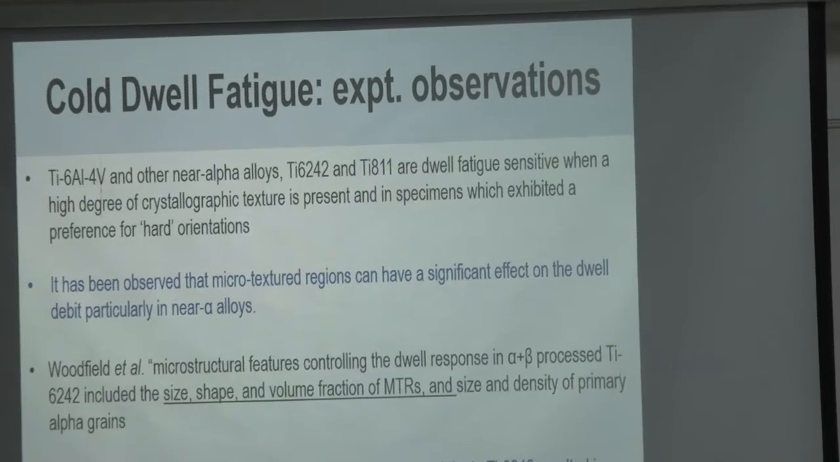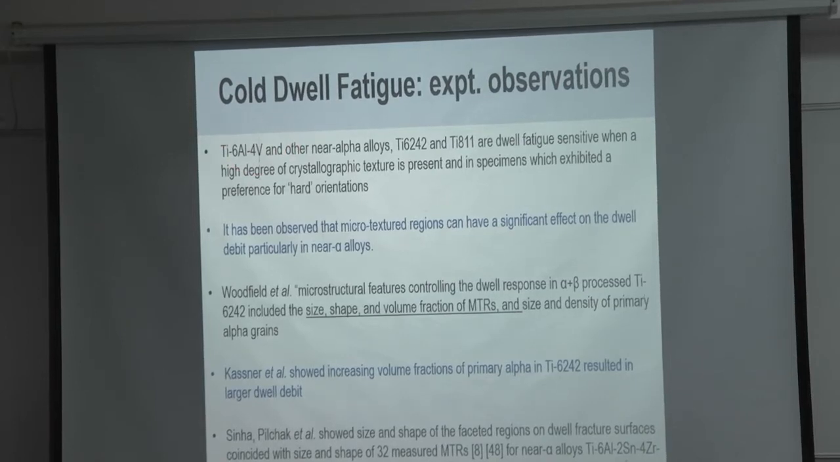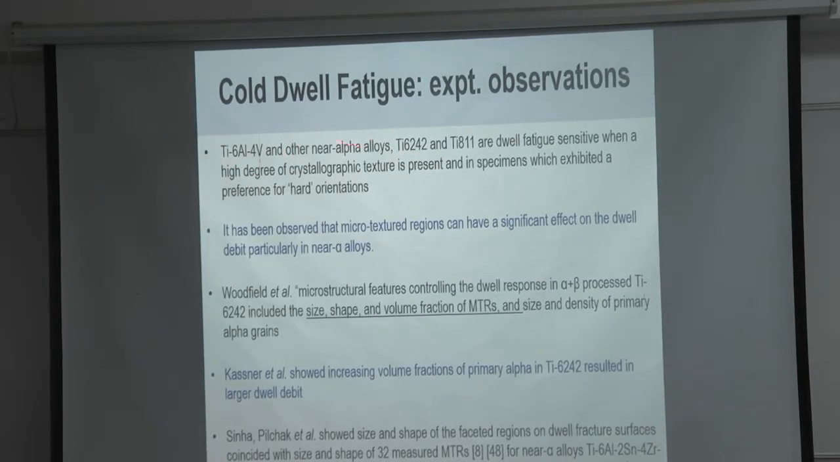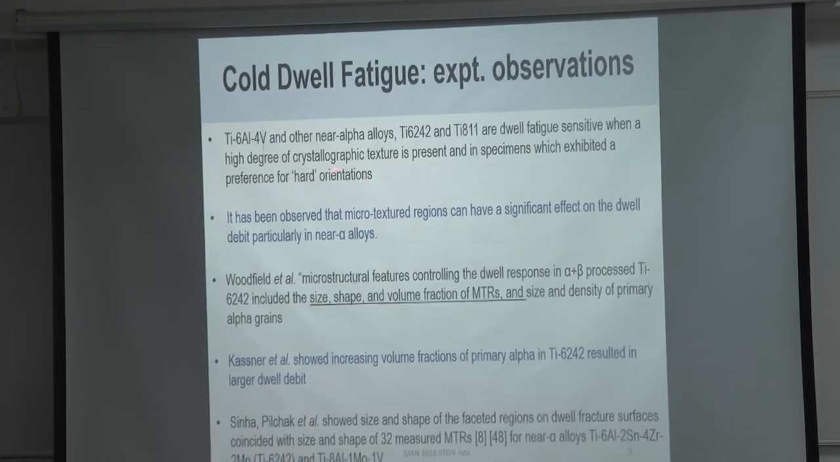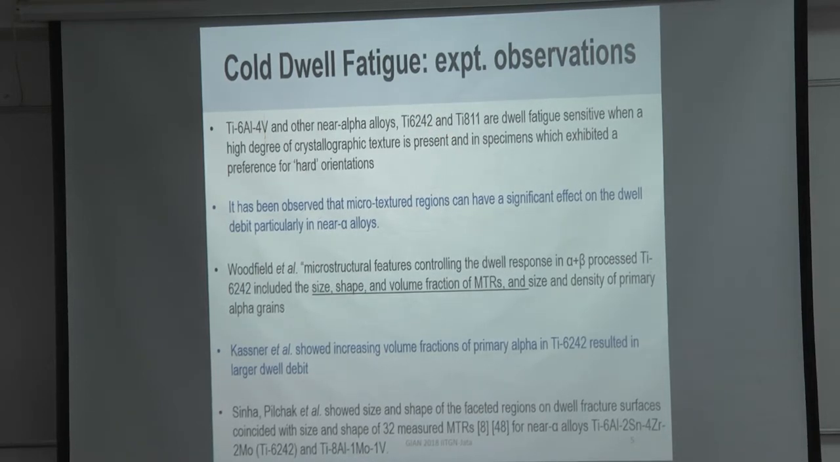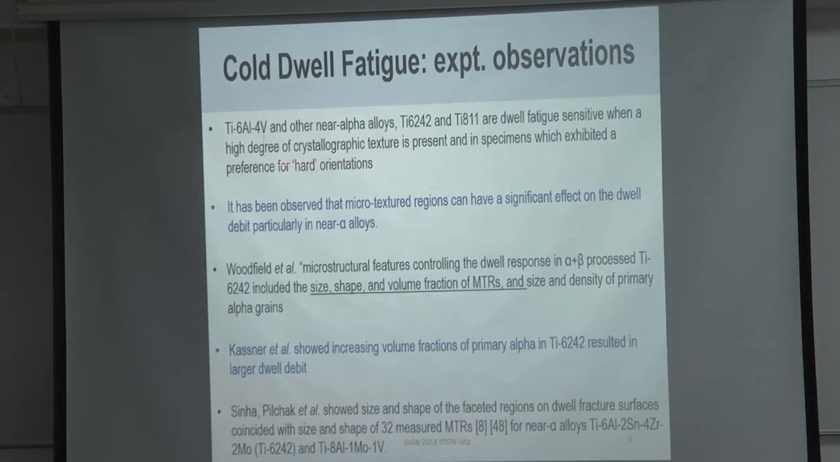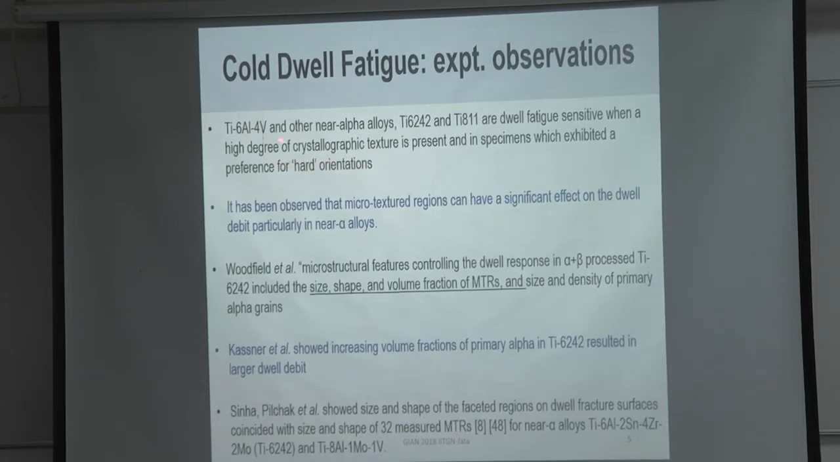So the experimental observations are titanium 6-4. I'm actually surprised that it's titanium 6-4, but near alpha alloys are the most affected. Alloys like titanium 6242 and 811 are near alpha, meaning there is more alpha content than beta, more aluminum stabilizers. They're very dwell fatigue sensitive, okay? But you will also see that these types of alloys also have a high degree of crystallographic texture. We'll talk about that in a little bit. And in specimens that exhibit a preference for crystallographic slip, okay?